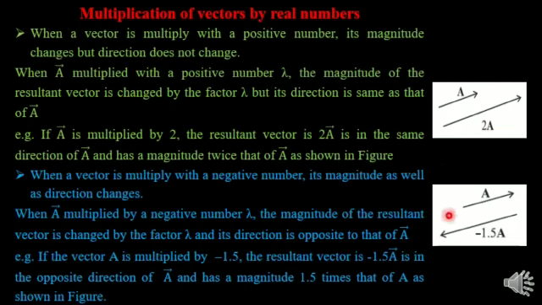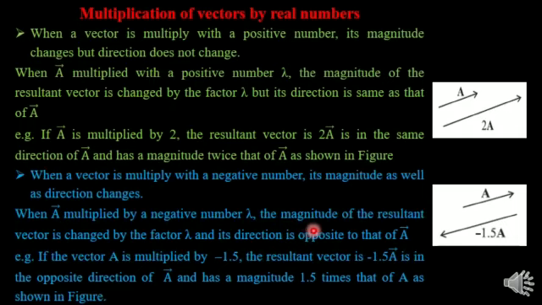When a vector is multiplied with a negative number, its magnitude as well as direction changes. When vector A is multiplied by a negative number lambda, the magnitude of the resultant vector is changed by a factor lambda and its direction is opposite to that of vector A.